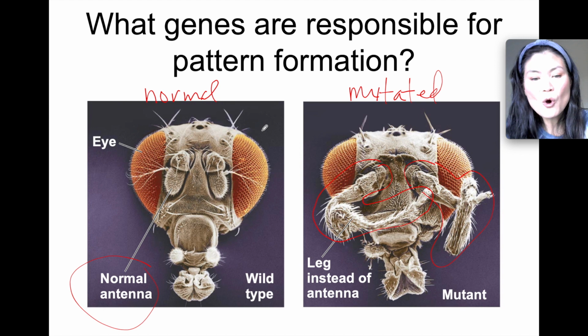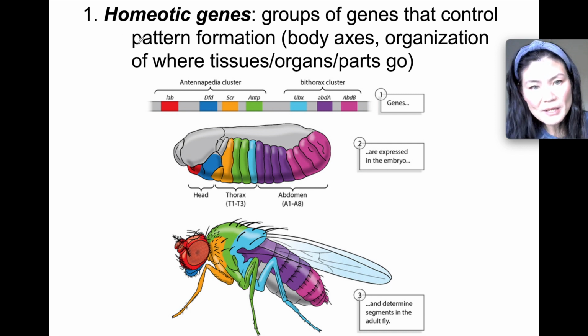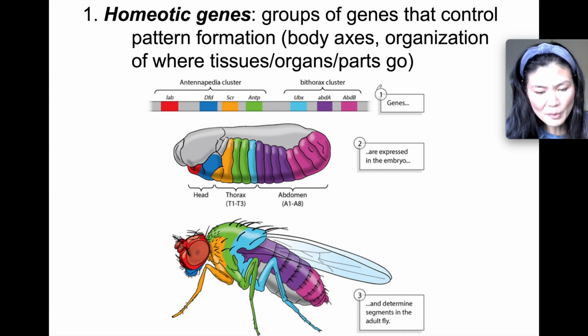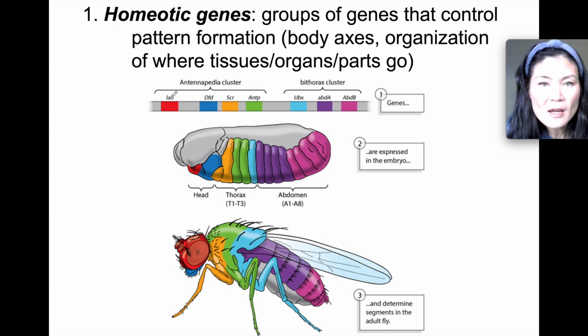With these homeotic genes, you can turn on the genes in the wrong place, and you're going to get the wrong body parts in the wrong place. But if they're turned on in the right place, then you're going to get the correct body pattern formation. So homeotic genes are groups of genes that control pattern formation, body axes, and organization of where tissues, organs, or all the parts go. For example, in a fruit fly, on a chromosome, there are 1, 2, 3, 4, 5, 6, 7. These are just 7 homeotic genes.